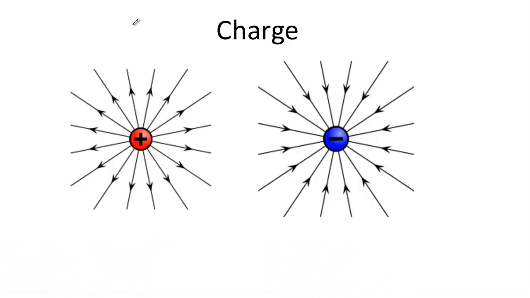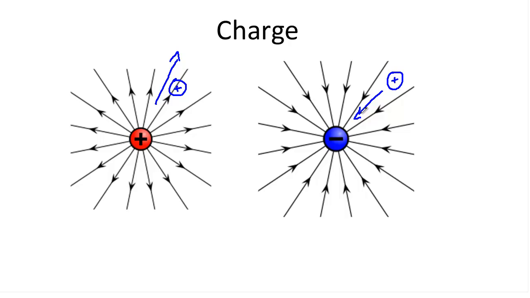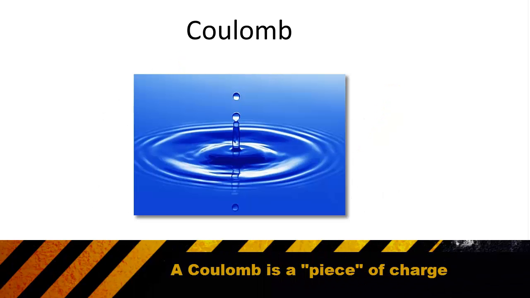When you draw the field lines for a charge, you draw them in the direction that a positively charged proton would travel. So if you had a positively charged proton next to another positive charge, they would repel each other, pushing the proton away. On the other hand, a proton next to a negative charge would be attracted to the negative charge and move towards it. Most parts of electricity are completely analogous to water.